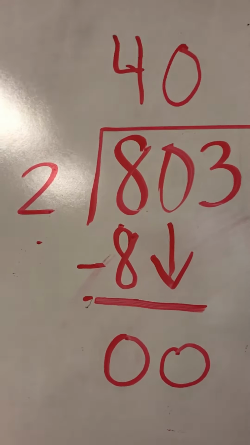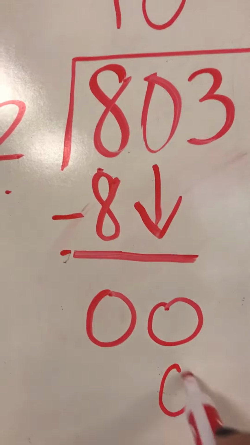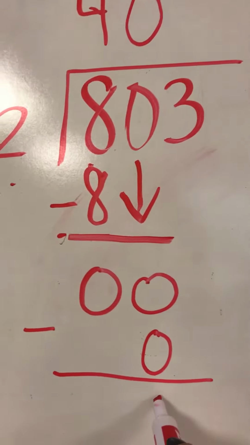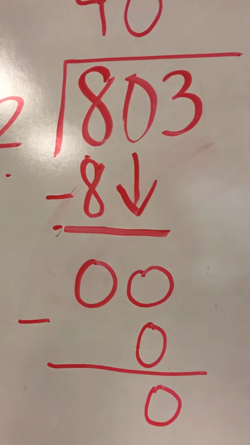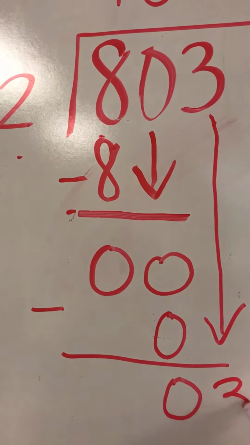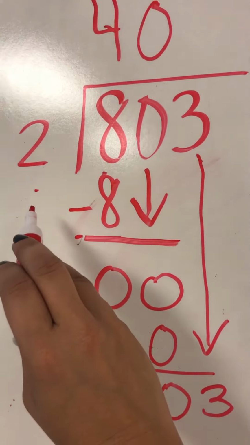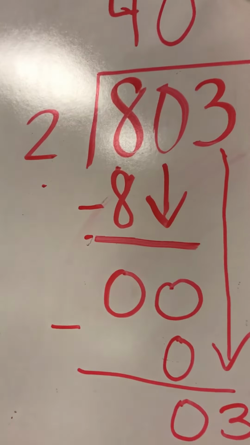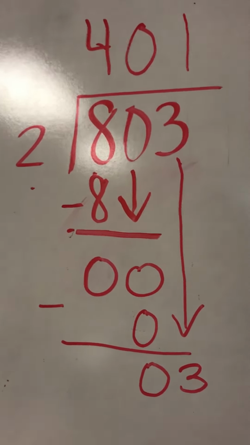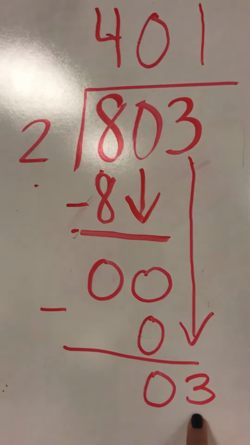Then our second step would be to multiply. 0 times 2 is 0. Third step would be to subtract those two numbers. 0 minus 0 is 0. Fourth step would be to bring down the 3. Now we are going to do 3 divided by 2. Well, 2 can go into 3 one time without going over. If you do it 2 times, it would be 4, and we don't want to go over.